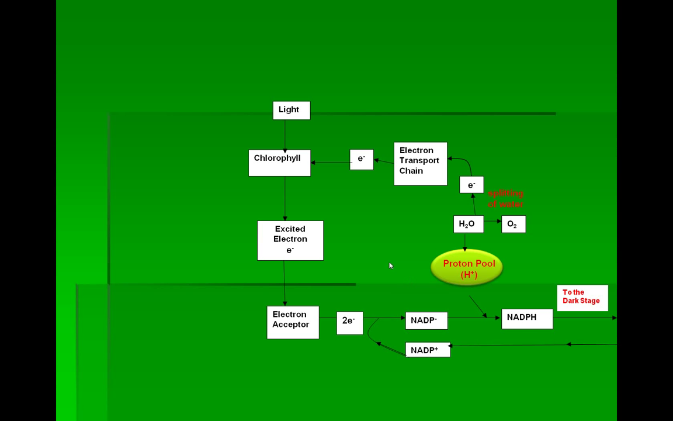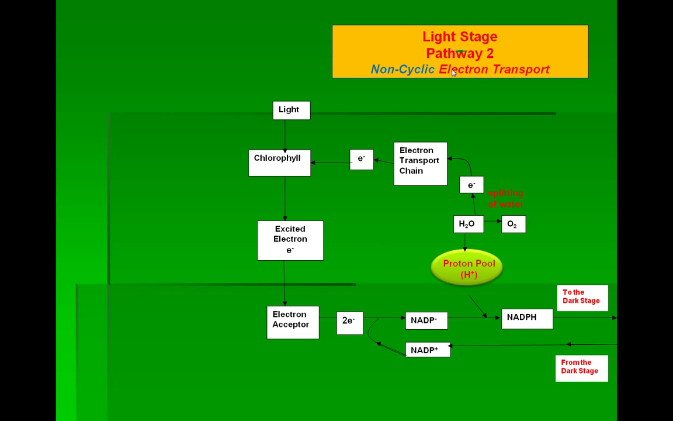So this is known as non-cyclic photophosphorylation, because, as you can see, it's non-cyclic electron transport. The electrons that are taken from chlorophyll go off to the dark stage. Electrons from the splitting of water are what are used to provide chlorophyll with its full complement of electrons.